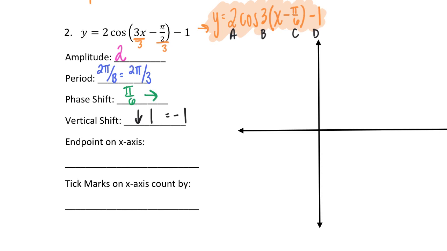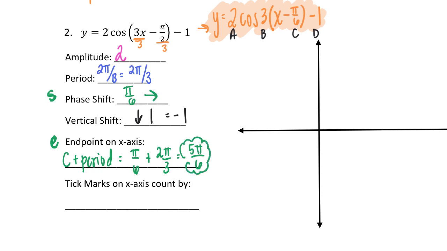And to find the endpoint on the x-axis, remember it's the c plus the period. So this is the start on the x-axis. This is our end. So we take pi over 6, and we add 2 pi over 3. So we have 4/6 plus 1/6. You should get 5 pi over 6. If that was confusing, just add in your calculator. So this is our end point. This is our beginning point.